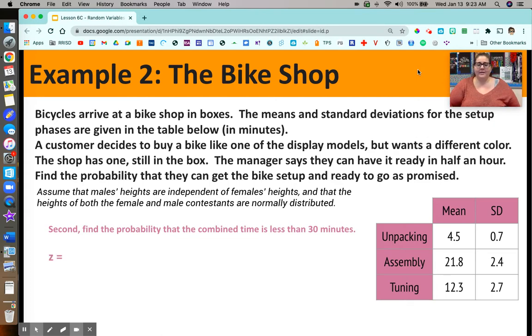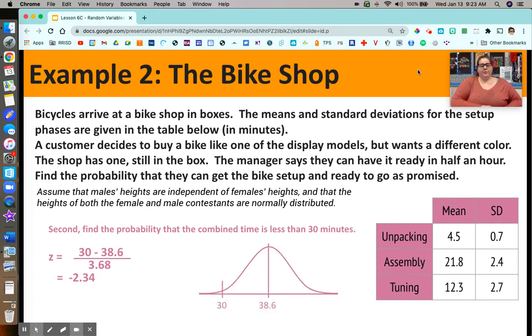So, way back to normal model stuff, in order to do that, I need to find a z-score. I need to know how far away 30 minutes is from that mean of 38.6 minutes in terms of standard deviation. So I'm going to find my z-score. Z-score is the observed value, which in this case is 30 minutes, that's what we're finding the probability for, minus our mean combined time of 38.6 minutes, divided by our standard deviation 3.68, which gives me a z-score of negative 2.34.